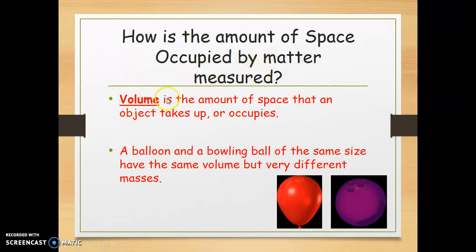This slide's all about how the amount of space occupied by matter is measured. And we measure it in volume. The vocabulary word here is volume. And that's simply the amount of space an object takes up or occupies. So a balloon and a bowling ball have the same size, and they're probably going to have the same volume, but their masses are very different. A balloon's mass won't be as much as a bowling ball's, but they might take up about the same space.